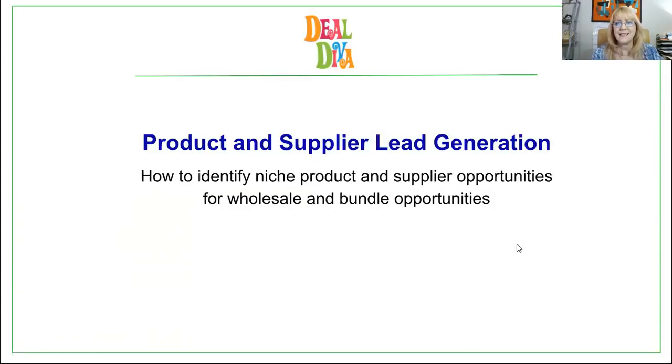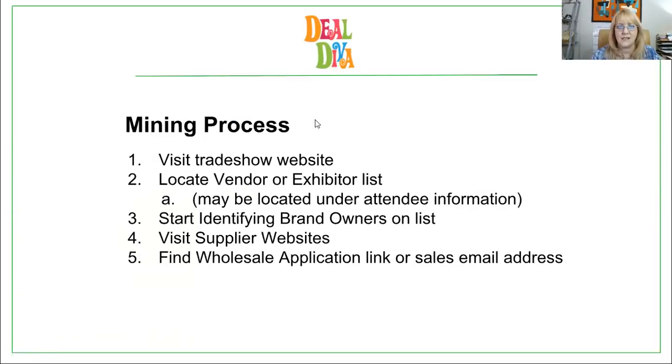Okay, so product and supplier lead generation. How do you identify niche product and supplier opportunities for wholesale and bundle opportunities? We covered a little bit of that a second ago. So what I do is I use the mining process. My mining process is I visit the trade show website, and I locate the vendor or exhibitor list. That's usually where it's going to be. On most websites, there will be a place for exhibitors, like a drop down or a link for exhibitors, and then a link for attendees. You want to find the link that says attendees, not exhibitors.